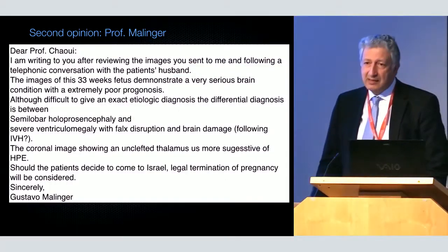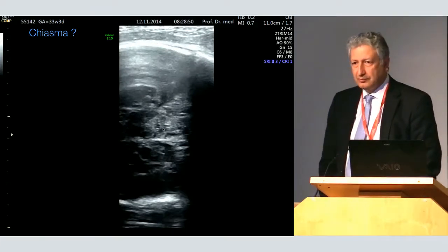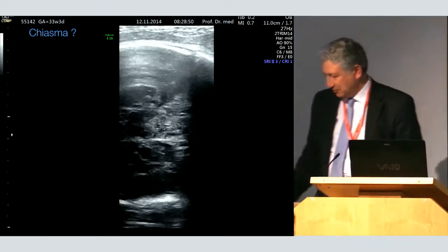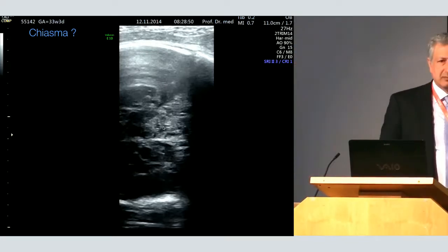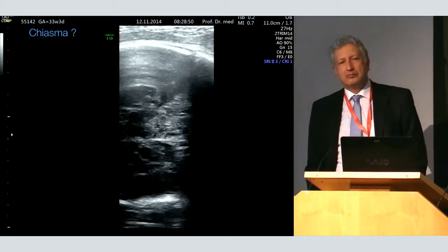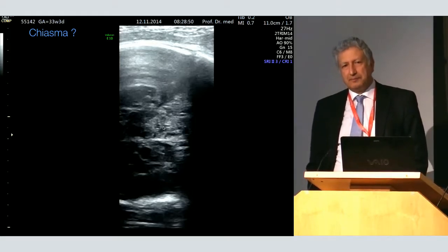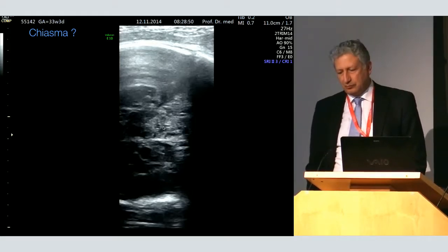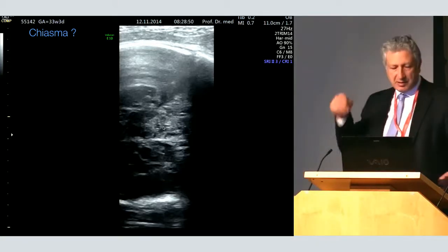So we discussed. If you are not sure if it's there or not, you should put color and look at the mid-cerebral artery. The moment that you see the mid-cerebral artery, what is in between is the chiasma. If it's there, you will see something echogenic. If there is not, you will see fluid. This is what I do in general. You go a little bit lower and you see an opposite.